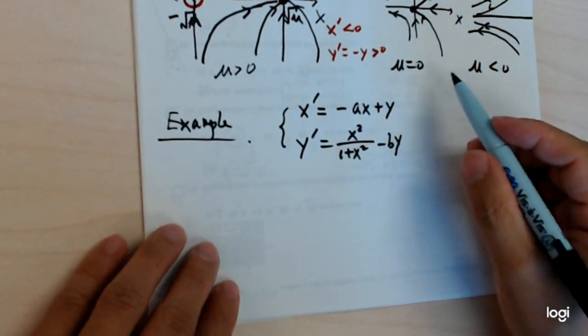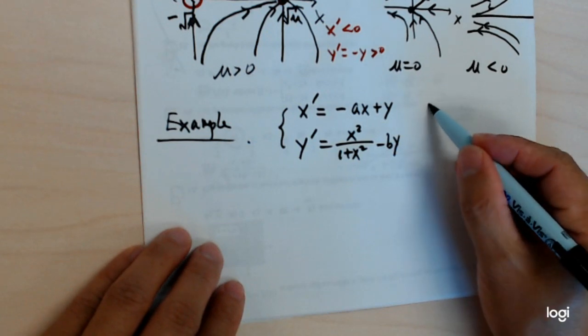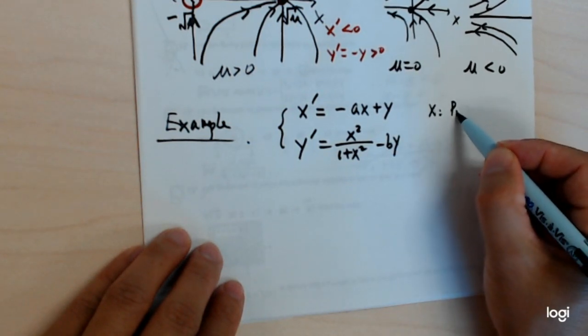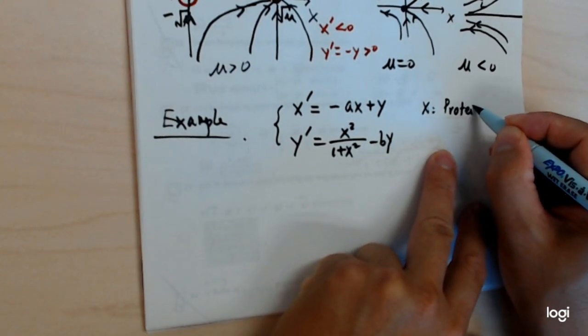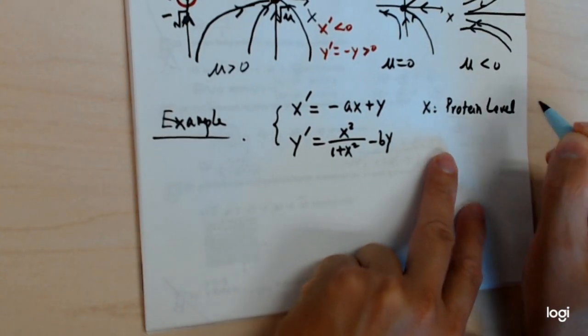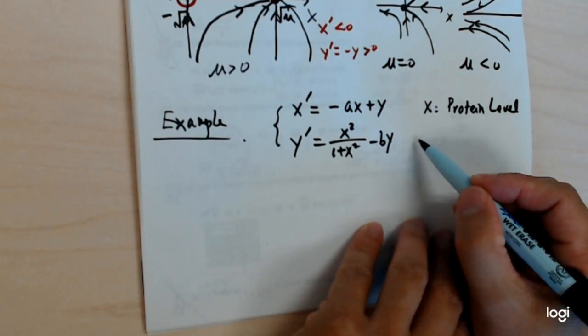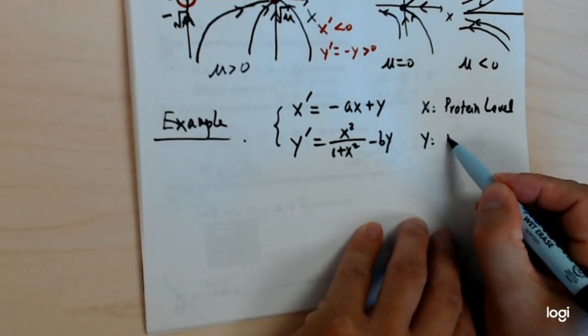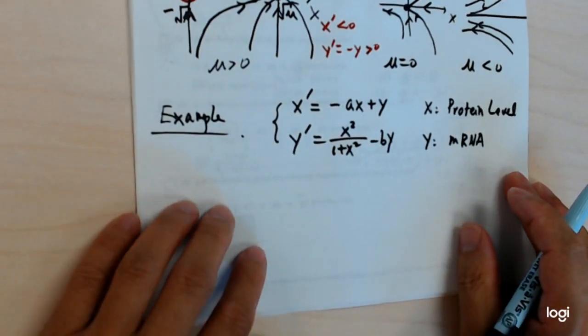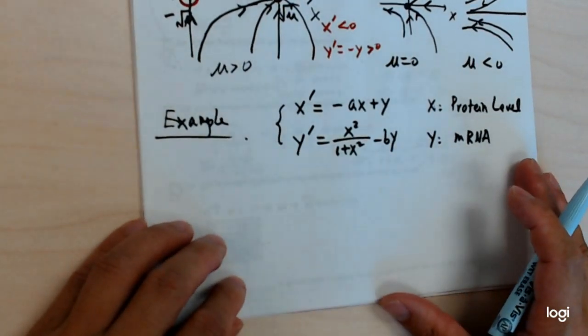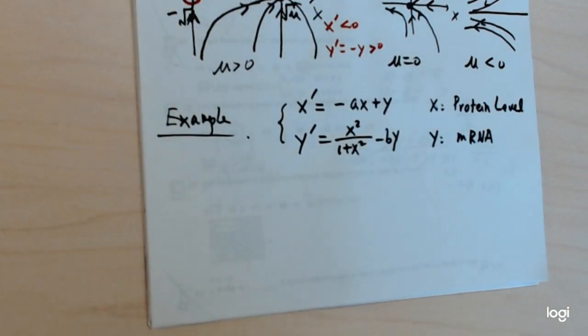So this is the model that models the protein level and mRNA level in a cell. X is the amount of protein. Y is mRNA. You can look into the details of how this works, but this is the system we're going to be looking at.